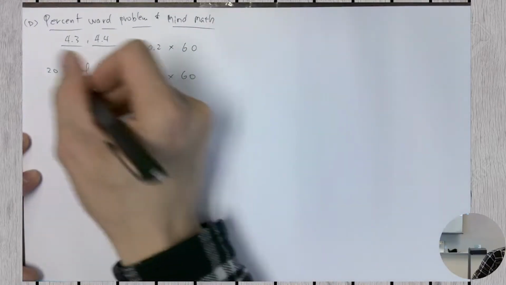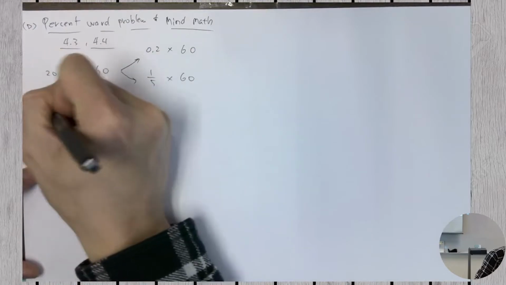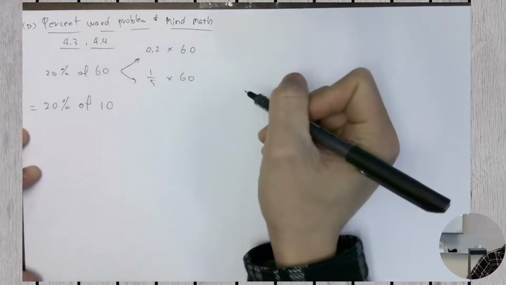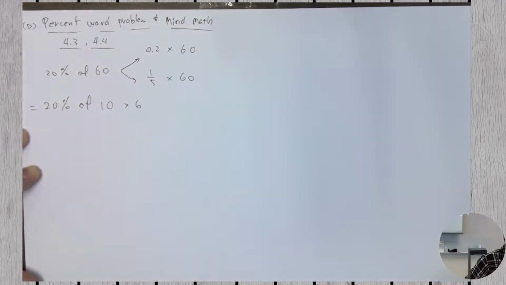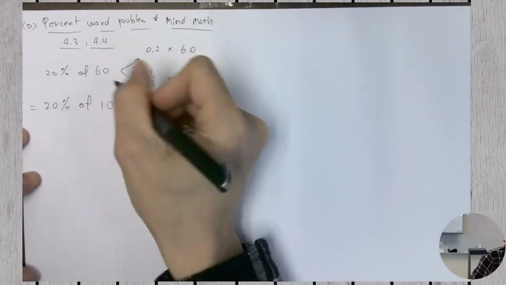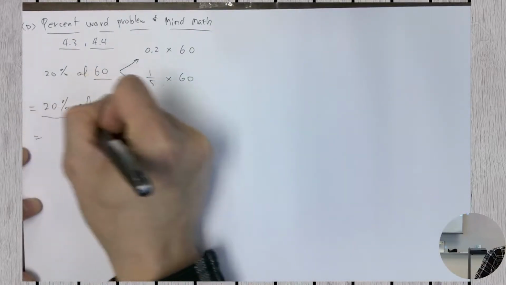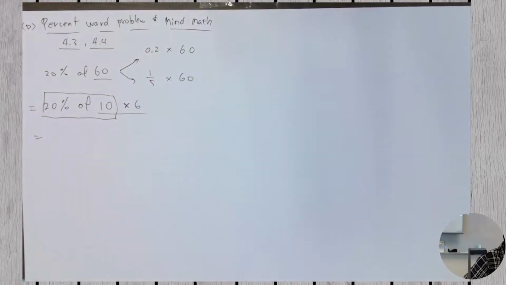Okay, let me show you something. Can I rewrite this as 20% of 10 times 6? Can I do that? Yes? So you see, I am rewriting 60 as 10 times 6. Still the same thing, correct? Next, I'm going to figure out in my head. Can you figure out 20% of 10 in your head? What's 20% of 10? Do you know 20% of 10?